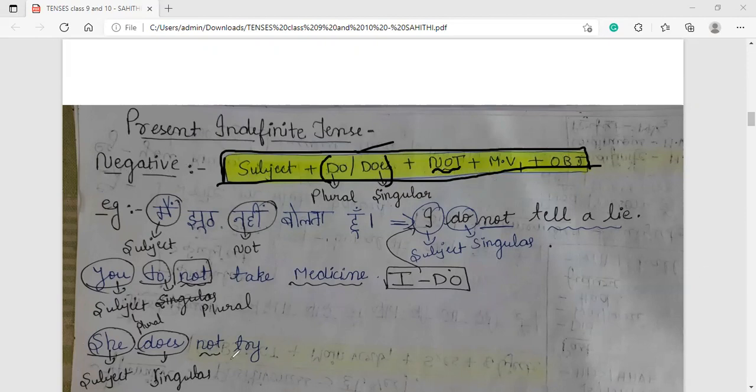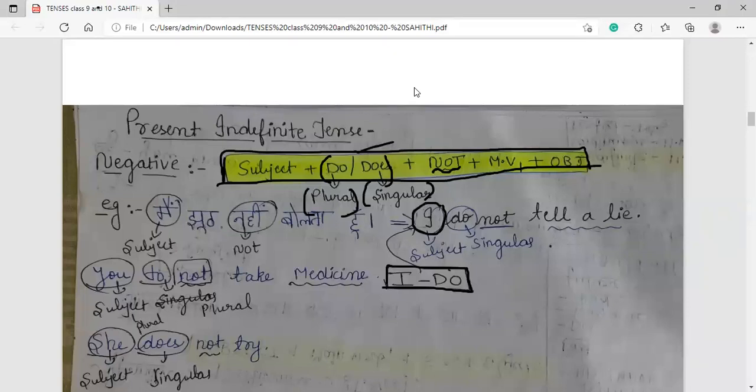Here there would be an exception for this. It would be a singular form of verb only, but it is actually taken as plural form. It is singular only, but it is taken as plural form. So we have to take plural form of it. I do not tell a lie. Do is the plural and does is the singular. Okay, so here I do not tell a lie. It should be considered as plural exception. So it would be taken as what?